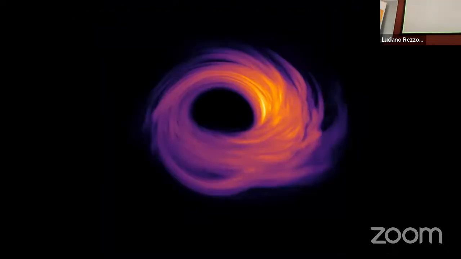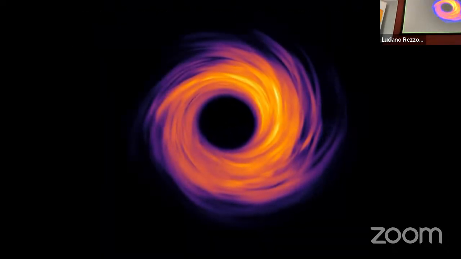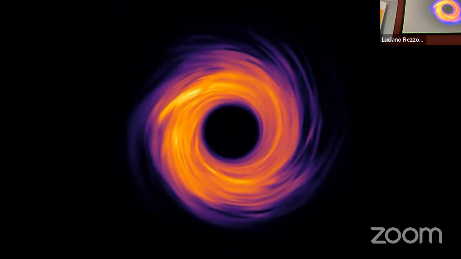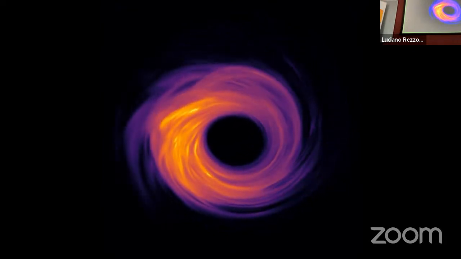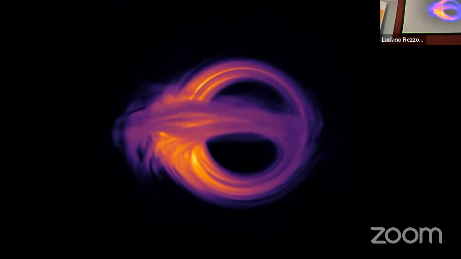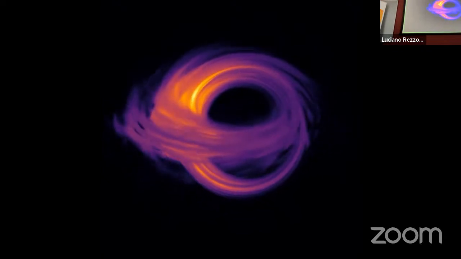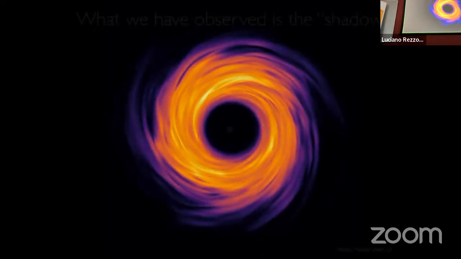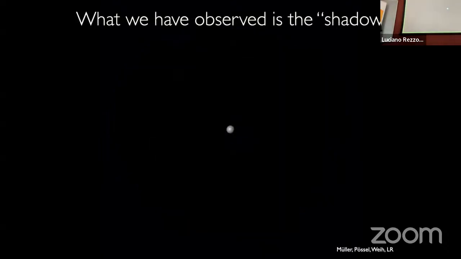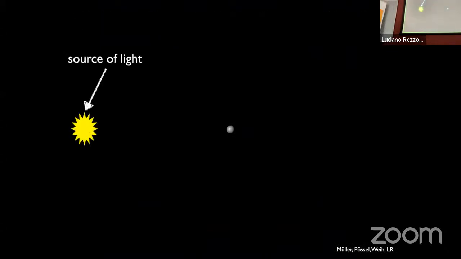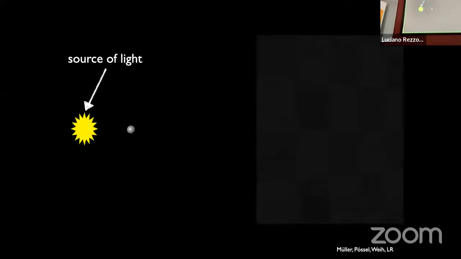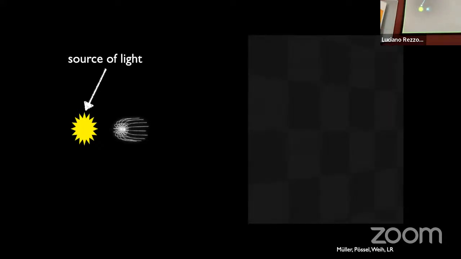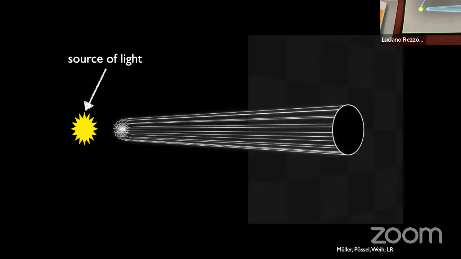Now, this guy here, we call the shadow. This is not, well, it's an indirect evidence of the presence of an event horizon, but it's not the event horizon. The event horizon is much smaller than this dark region over here. And to explain what is a shadow, let me give you another example. Suppose that you have a black hole and you have a source of light, okay? So this guy is going to produce photons, which will reach, some of these will reach the event horizon and be absorbed immediately.